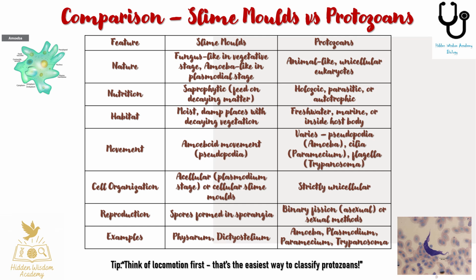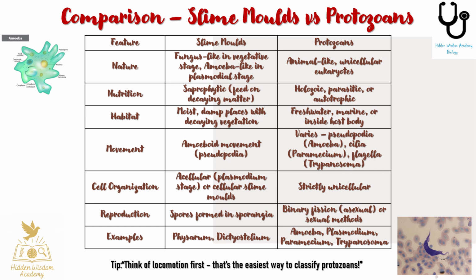Let's compare slime molds and protozoans to understand their differences. Slime molds are fungus-like protists. They live as large amoeba-like masses and can form fruiting bodies under harsh conditions, just like fungi. Protozoans, on the other hand, are animal-like protists. They are tiny, heterotrophic organisms that resemble small animals.